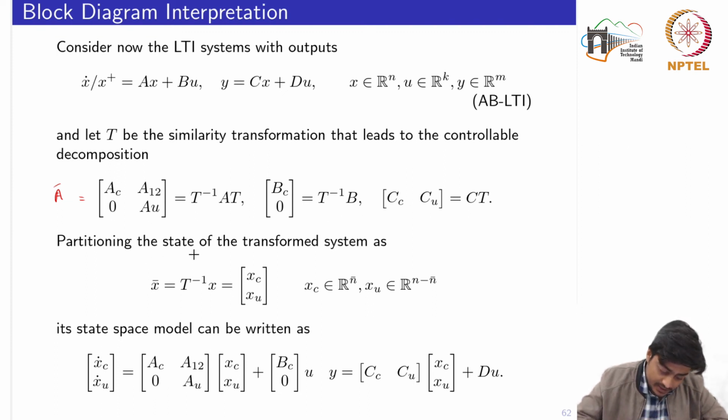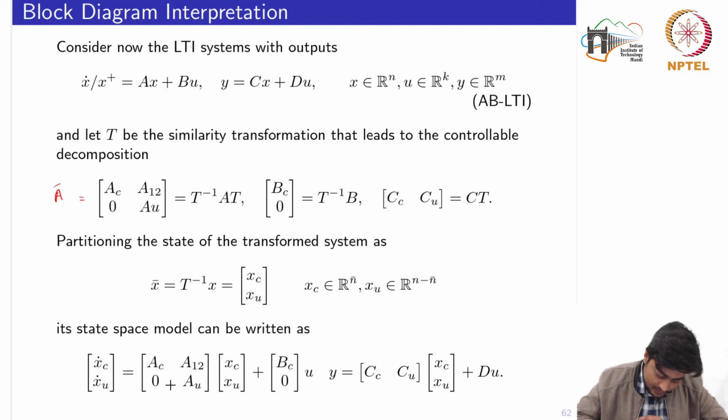Okay, and we partition the state of the transformed system as XC and XU. So the idea of introducing C and U in the subscript of the matrices and the vector from the beginning is to come to this point where we can explicitly show which states are controllable and which states are uncontrollable. Okay, and with respect to those controllable and uncontrollable states, what are the associated matrices? So AC is associated with the vector XC, and AU is associated with the state vector which is uncontrollable.